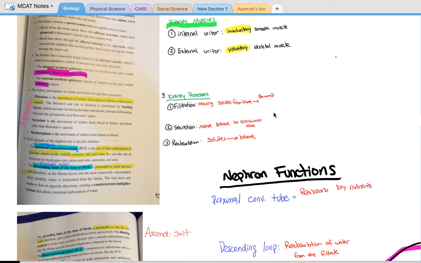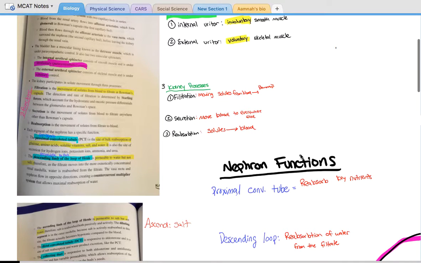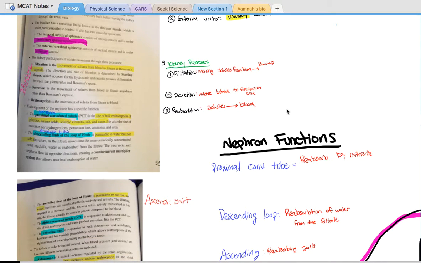Kidneys will have three processes: filtration, secretion, and reabsorption. Filtration is moving the solutes from the blood to the filtrate at the Bowman's capsule using hydrostatic forces. Secretion is moving the solutes from the blood to the filtrate anywhere else but the Bowman's capsule. And reabsorption is taking the solutes from the filtrate to the blood. This means like sodium ions, potassium ions.